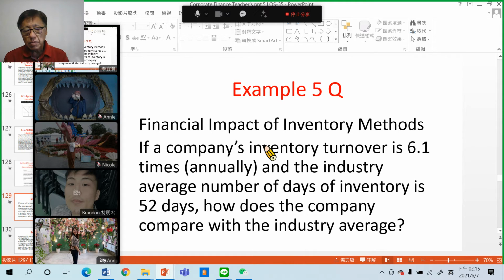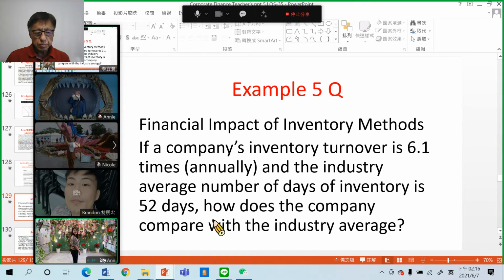Hi, I'm Anne, and my page is page 99. Here is Example 5. The question is the financial impact on inventory methods. If a company's inventory turnover is 6.1 times annually, and the industry average number of days of inventory is 52 days, how does the company compare with the industry average?